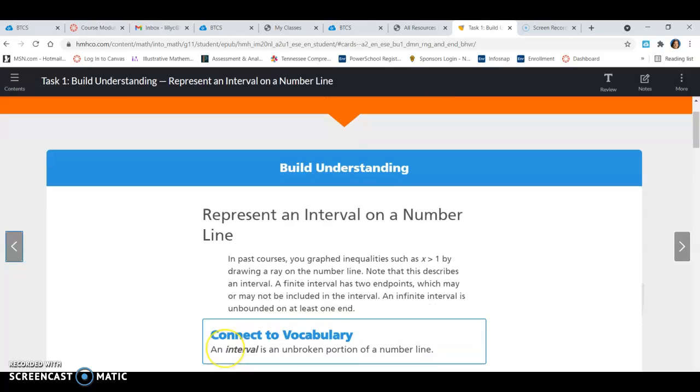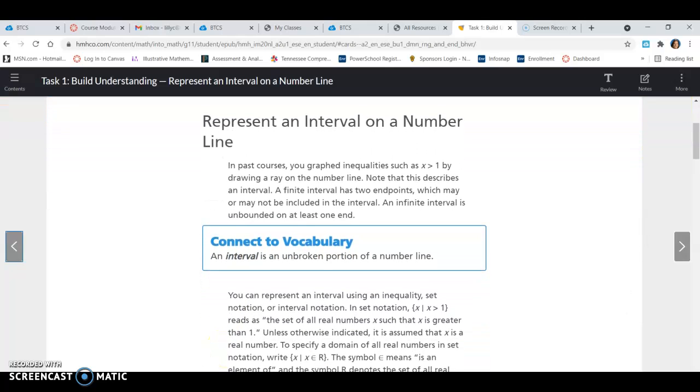Alright, so if we scroll down through here, we want to know how to represent an interval on a number line. In past courses, you graphed inequalities such as x greater than 1 by drawing a ray on a number line. Note that this describes an interval. A finite or an infinite interval has two endpoints, which may or may not be included in the interval. So finite means it stops. An infinite interval is unbounded, which means it continues on at least one end. So your vocabulary: an interval is an unbroken portion of a number line.